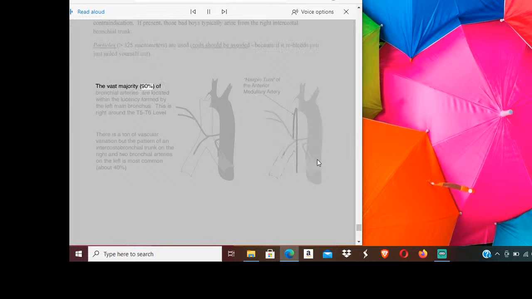The vast majority, 90%, of bronchial arteries are located within the left main bronchus. This is right around the T5, T6 level. There is a ton of vascular variation, but the pattern of an intercostobronchial trunk on the right and two bronchial arteries on the left is most common, about 40%. Hairpin turn of the anterior medullary artery.